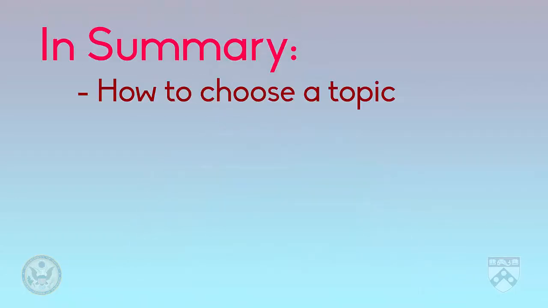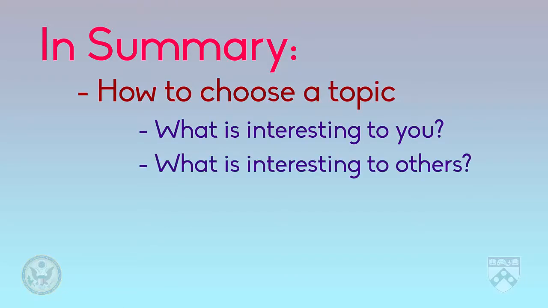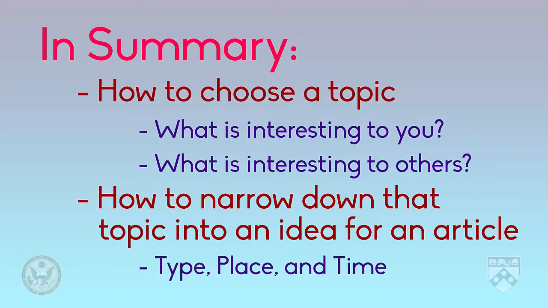So, after starting with the large topic of technology, the journalist has an idea for an article, namely the way that people use cell phones now in the city where they live. So, to summarize, we looked at how to choose a topic by considering what is interesting to you and others, and also how to narrow down that topic into an idea for an article by thinking about type, place, and time. Now you can practice how to turn a topic into an idea in the game that follows this video.